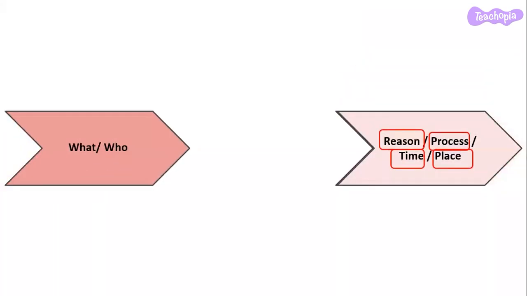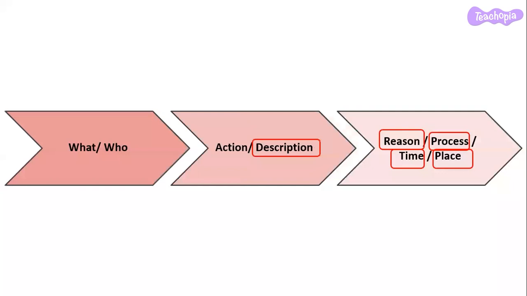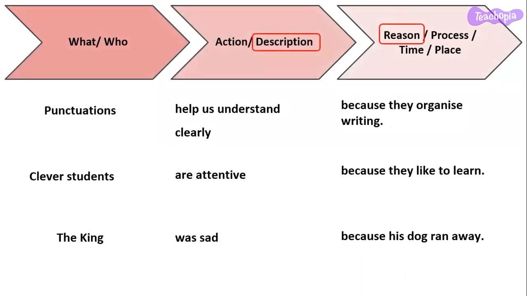Now let's look at a sentence or sentences that have description. When a sentence has description, we will not give much information about the process, time, or place, but we are most likely to give additional information only regarding reason. So when we give a description-based sentence, or when we are talking about a quality, it is most often followed by additional information about reason.